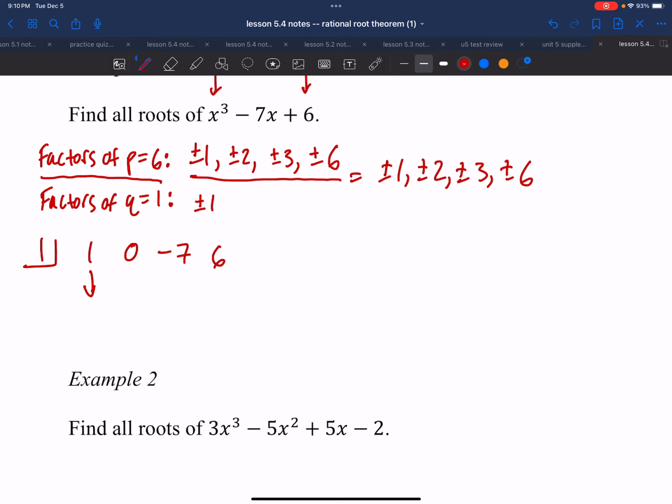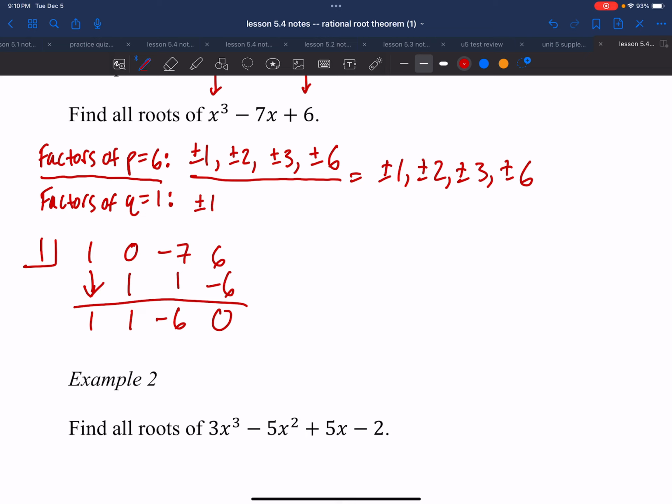Okay. So synthetic division, as we remember, I drop the first number, the 1. I do 1 times 1. Right? I'm doing 1 times 1 is 1. Add these two together, right? 0 plus 1 is 1. 1 times 1 again, so it's 1. And then negative 7 plus 1 is negative 6. And negative 6 times 1, this times this, is negative 6. And you add those, you get 0. Oh my gosh, we got lucky. It turns out 1 is, in fact, a root.